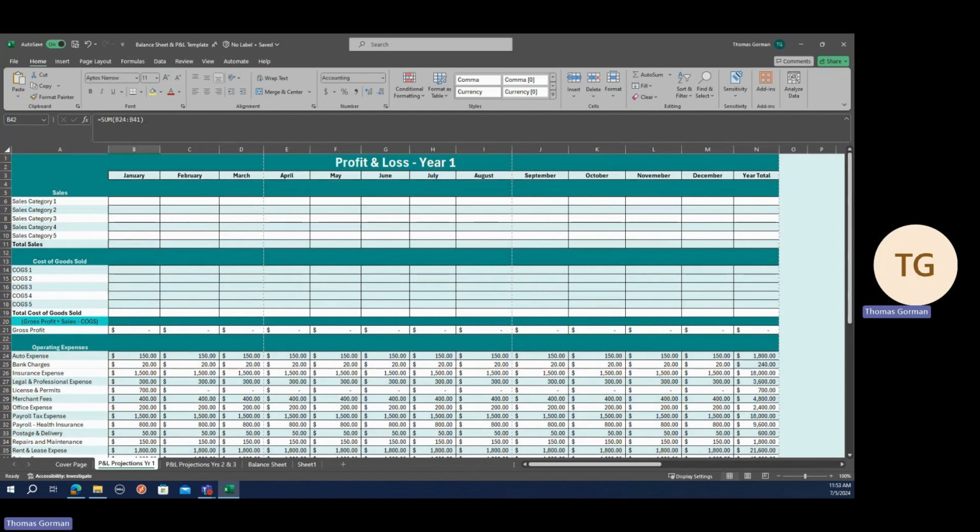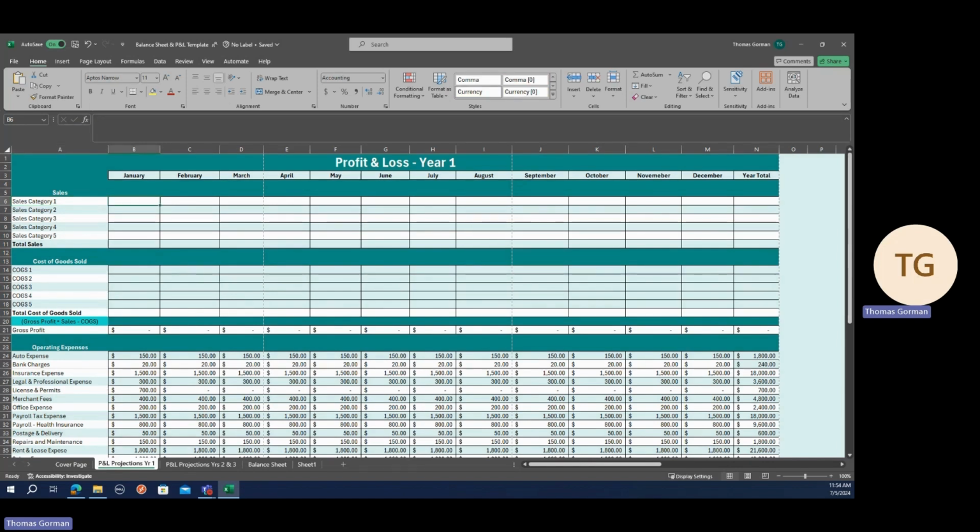So we're going to operate under the assumption that we are in the retail business and we are primarily going to be selling two products. So we've got 5 different sales categories. We're going to use product 1 and category 1, product 2 and category 2.